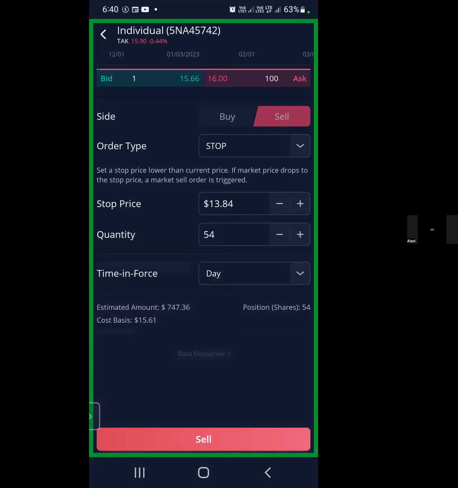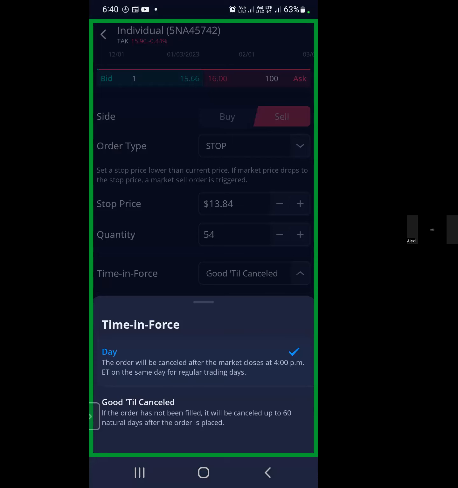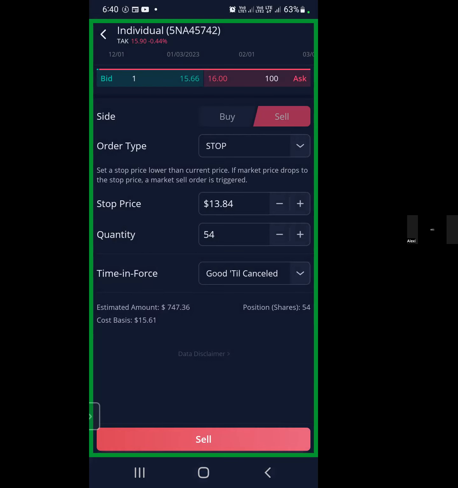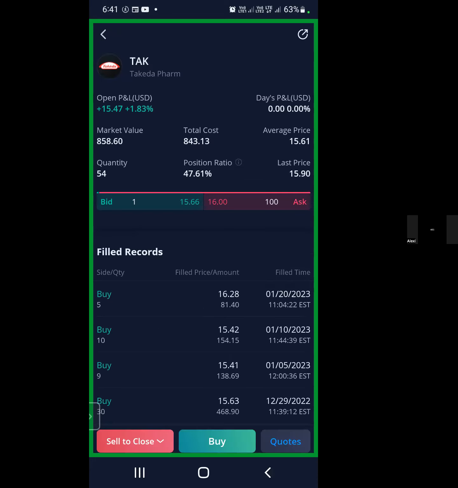And now I also need to change time in force. I would need to change from day to good till cancel. Day would mean that the stop loss would only be good for that trading day. After that trading day, the market closes, then it is no longer any good. But if I press good till canceled, as long as I don't cancel this, that order to sell would remain. And then, of course, I press sell, which I'm not going to do here because I already have a stop loss on this one. That's the one I would do for TAK.